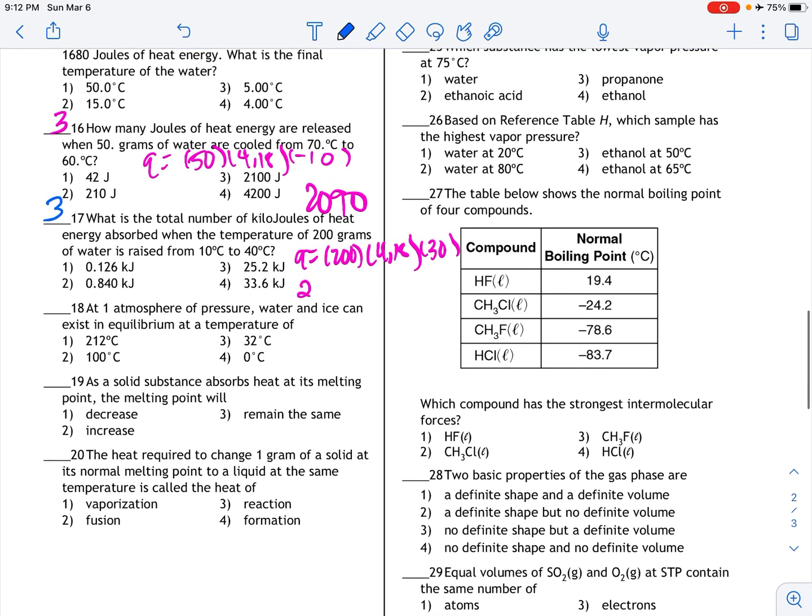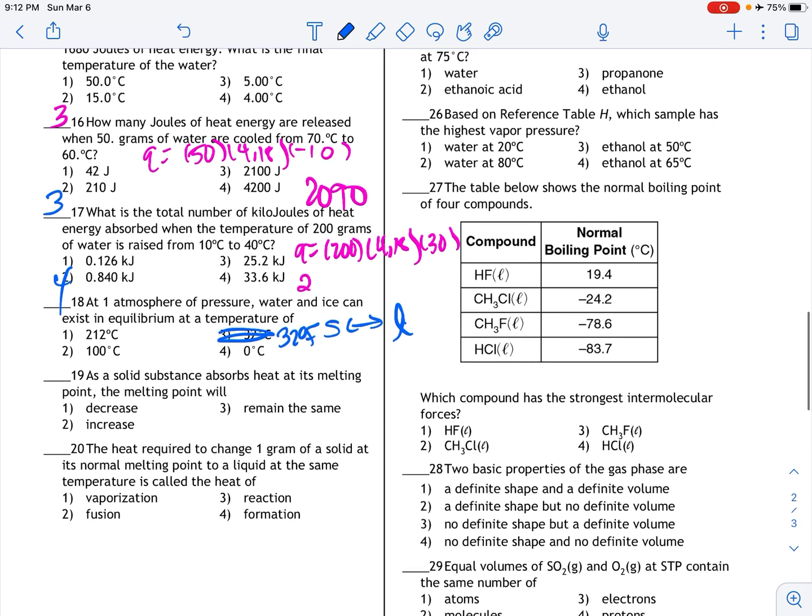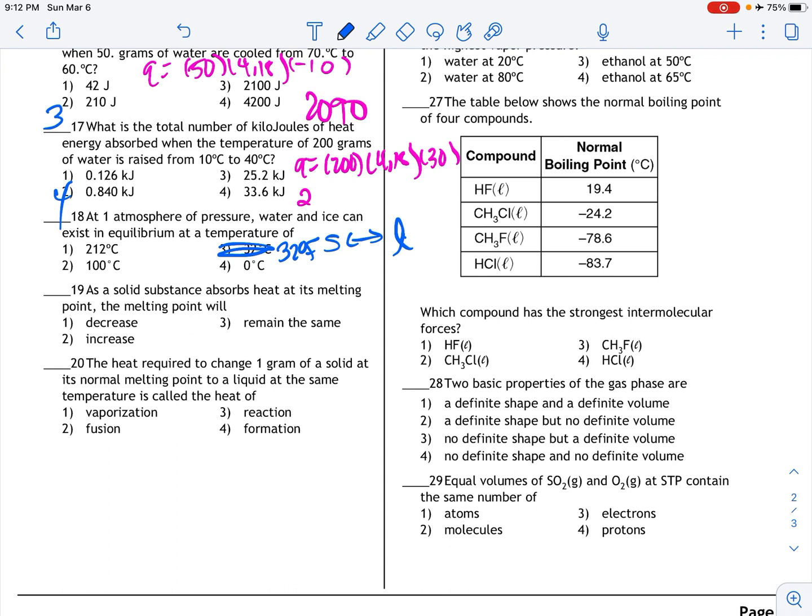At 1 atmosphere pressure, water and ice can exist at equilibrium at a temperature of. So what temperature is the freezing point and the melting point of solid to liquid? That would be 0 degrees Celsius. They're going to try to trick you with choice 3, and that's not the answer because they want you to know 32 degrees Fahrenheit, and that says Celsius. As a solid substance absorbs heat at the melting point, it won't change. It's one point.